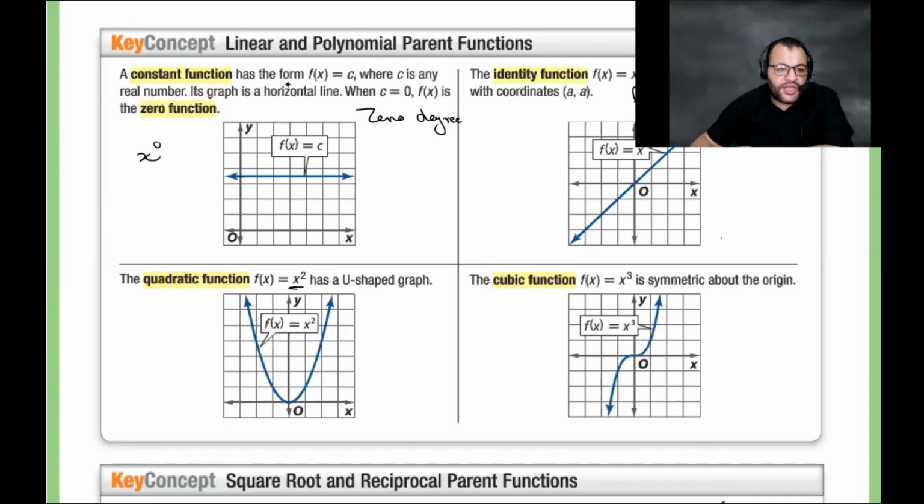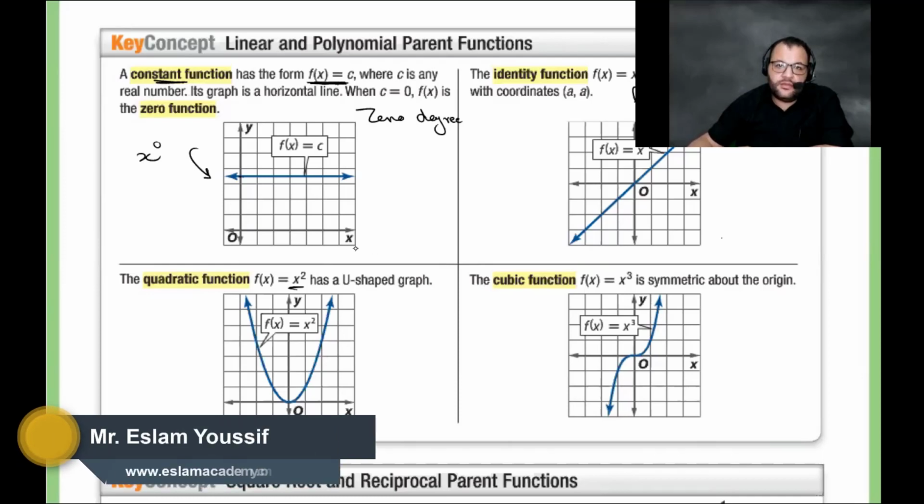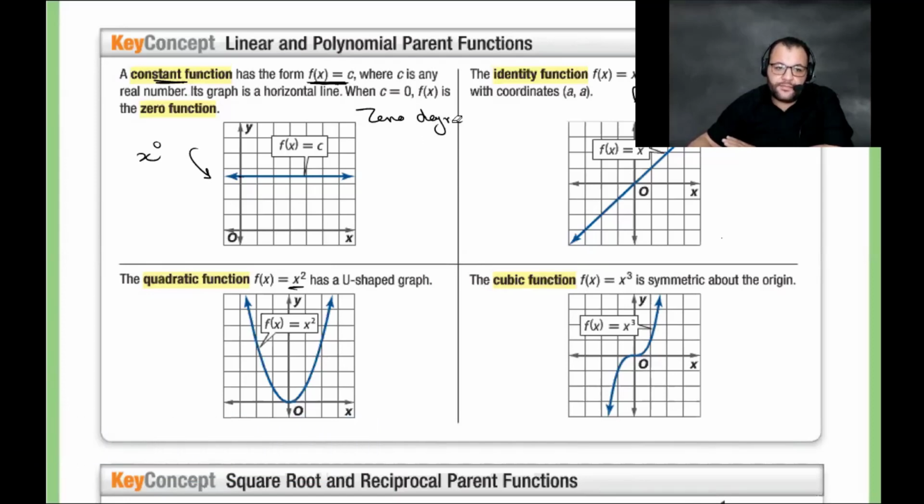So you have to know the name of the function, how the function will be written in mathematical form, then how the graph will be, how we can graph the function. Any problem for the name, for the function, for the graph?